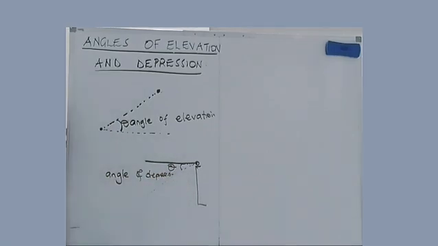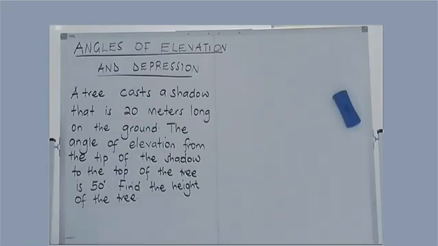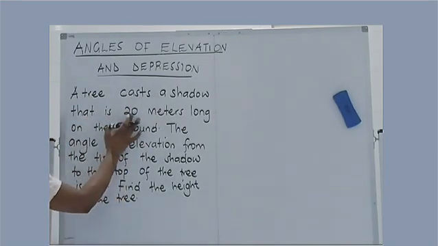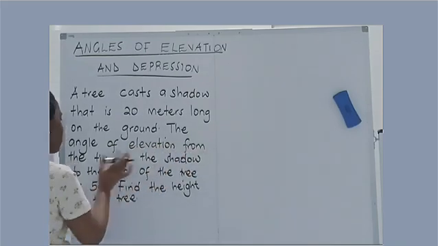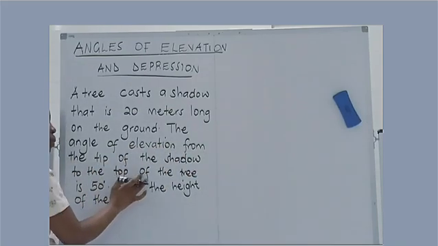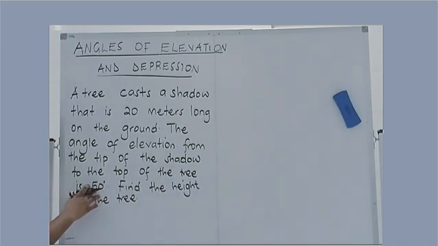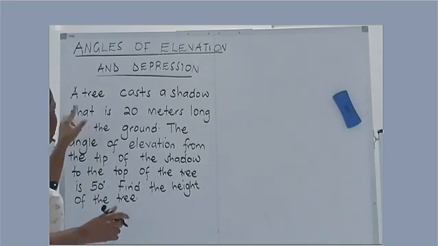Okay, now we are going to look at examples and we see how we can apply this. Now let us look at this scenario. They are saying that a tree casts a shadow that is 20 meters long on the ground. The angle of elevation from the tip of the shadow to the top of the tree is 50 degrees. Find the height of the tree. We are going to use the angle of elevation with the right angle triangle and our trig ratios to find the length of the unknown.